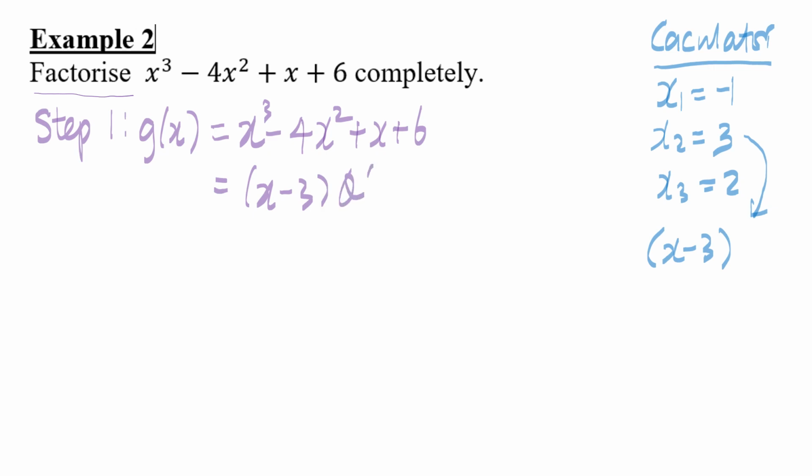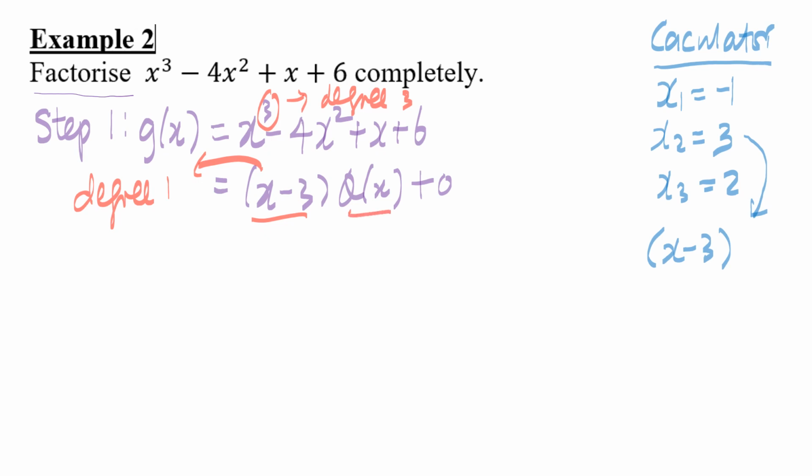And that needs to be multiplied with the quotient. And the remainder, of course, is 0, because x minus 3 is a factor. According to the factor theorem, the remainder will be 0. Okay, so you can use long division, or you can compare coefficients of similar terms. Here, I prefer to use comparing coefficients of the similar terms. Okay, so your dividend is degree 3, your divisor is degree 1, hence the quotient has to be degree 2.